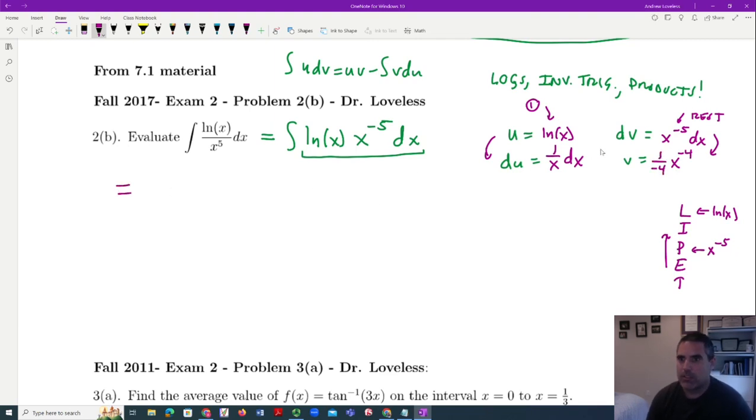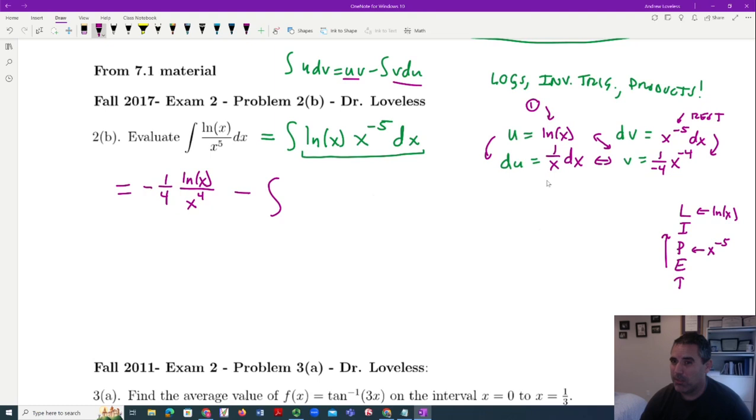So we're going to smush these two things together. uv. That's what this is. So this is going to be -1/4. And now I'm kind of tempted to make it look nice again. That's x to the -4th. It's going to be log of x, x to the 4th. And that's not necessary, but I always say I smushed those two things together in whatever way it looked pleasing to me. And then I'm going to do minus the integral, and then I'm going to smush these two things together. That's this.